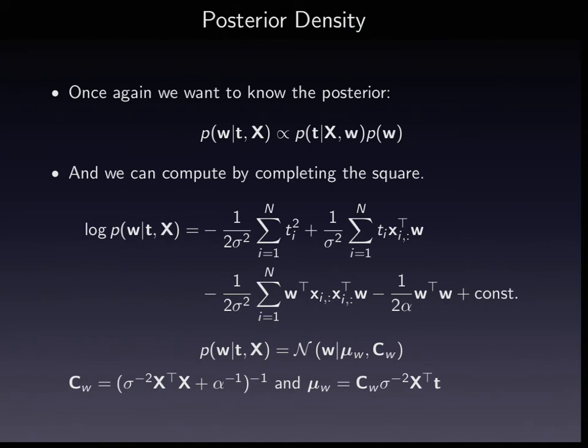So where A was that, and B, correct me if I'm wrong because I'm doing that from memory, B was, let's put half in there. This is the way we've written it. And B was sigma to the minus 2, sum of i equals 1 to n x_i, so let's call it t_i, x_i transpose t.